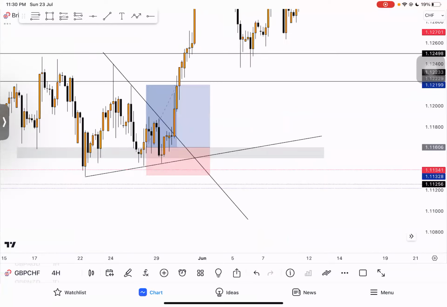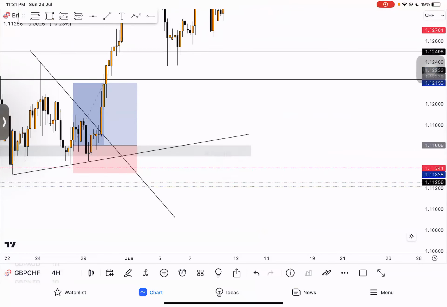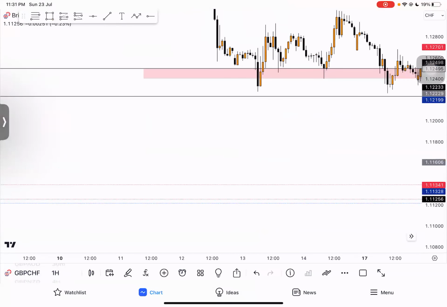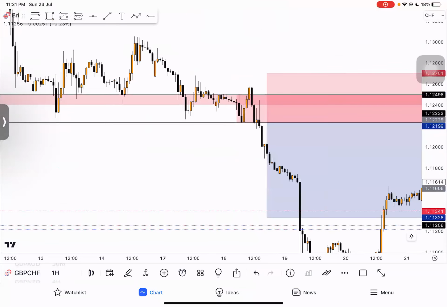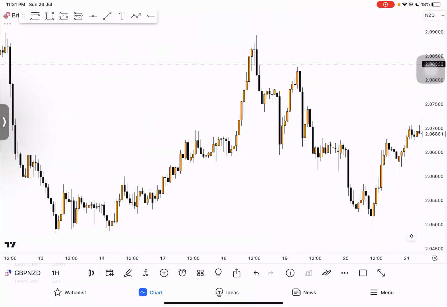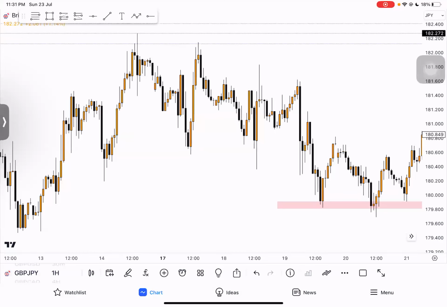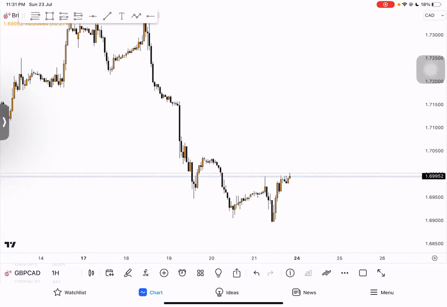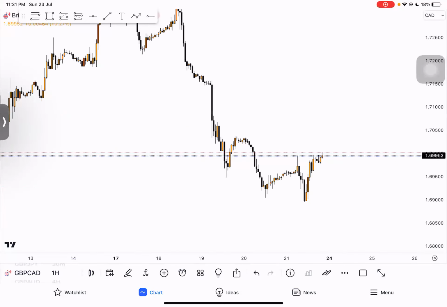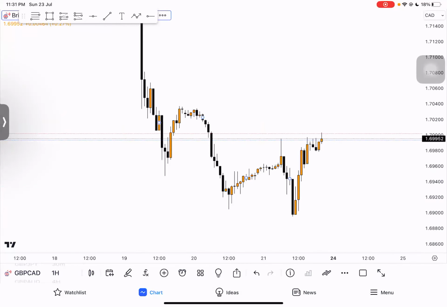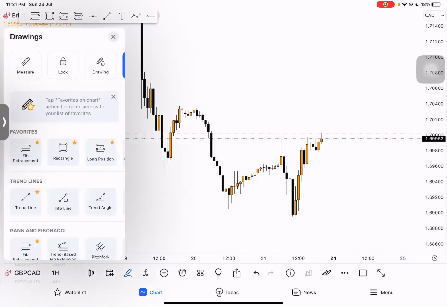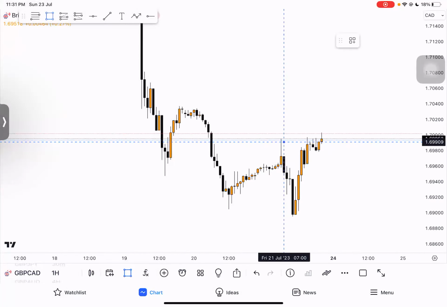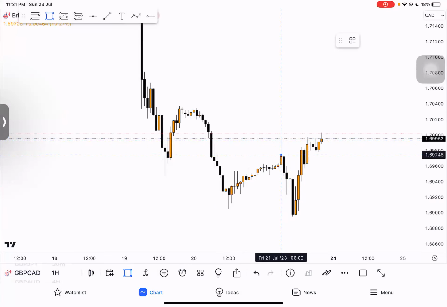It's quite hard to explain here. Let me go through an example. Do you want me to use the same example, or different examples? We can just use GBP CAD. This one is also one of the previous setups, right? GBP CAD. Oh, we went up already. Luckily we have TP. I think this one is the setup from last Friday.